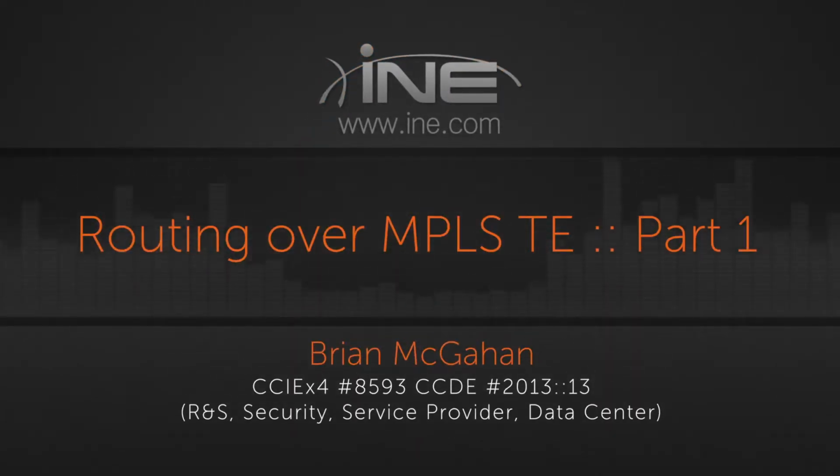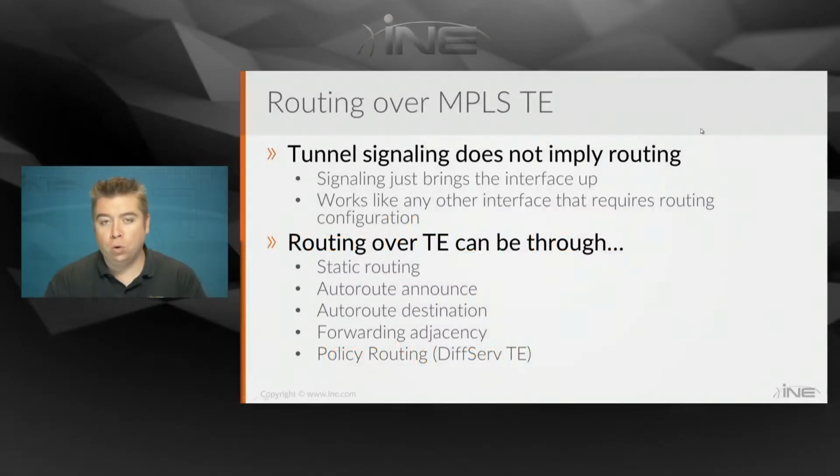In our next section, we're going to talk about the different routing variations over MPLS traffic engineering, look at the differences between static routing versus dynamic with either auto route or forwarding adjacencies, and then talk about some of the potential problems we can run into when we're doing dynamic routing and how the cost of the tunnel is taken into account when we look at the end-to-end traffic flow.